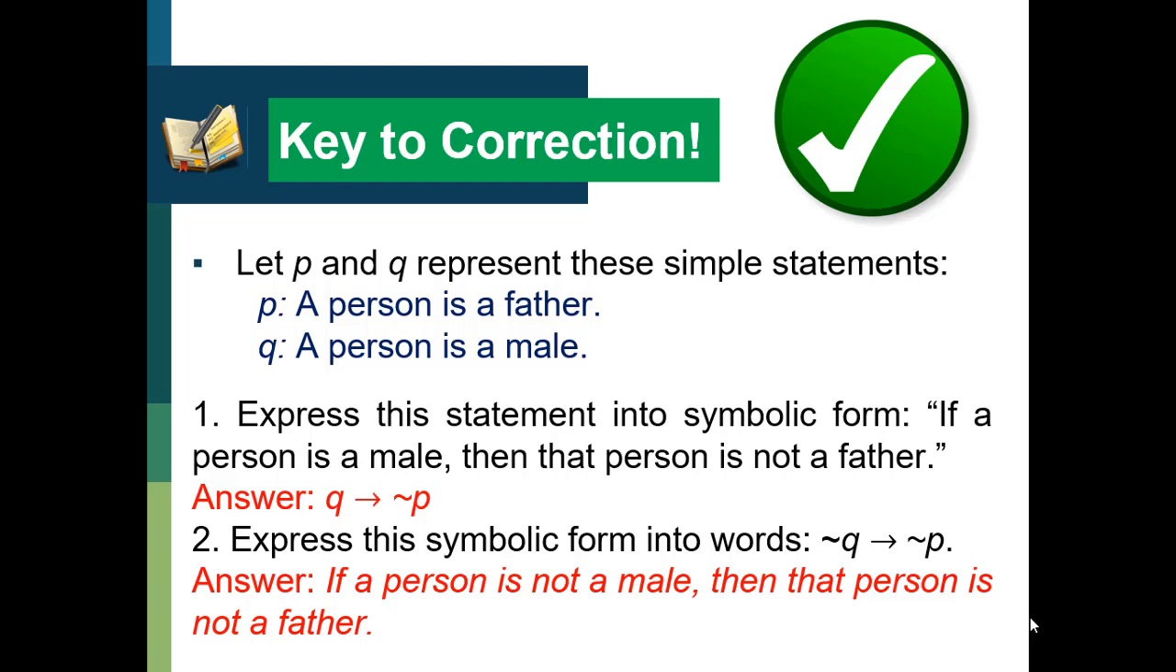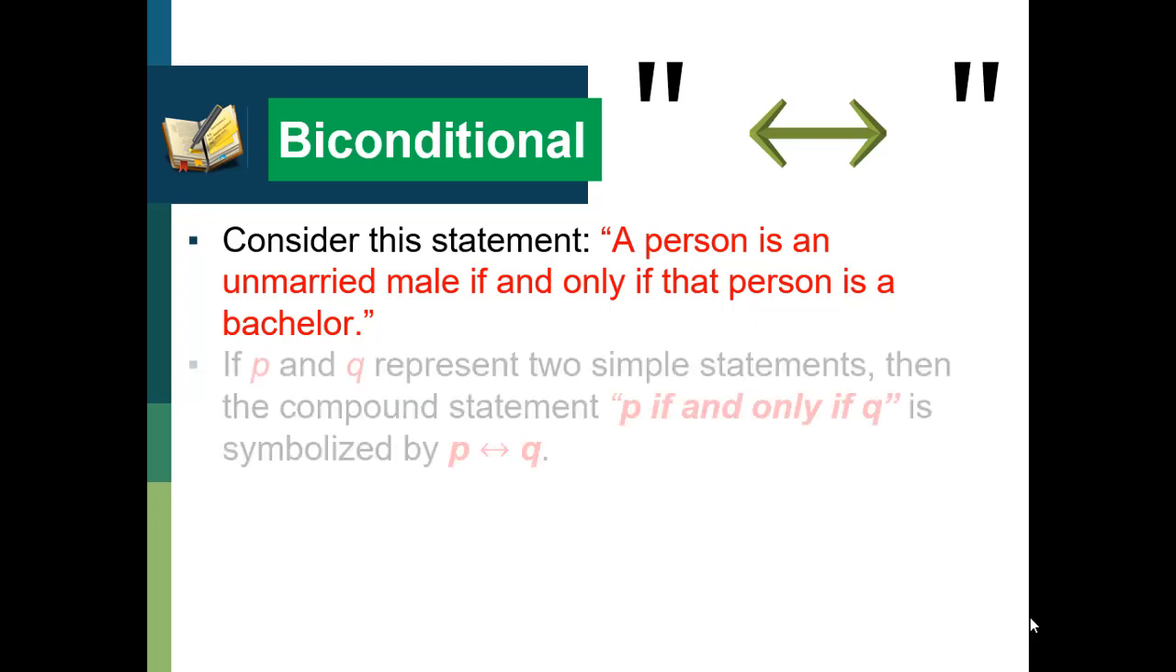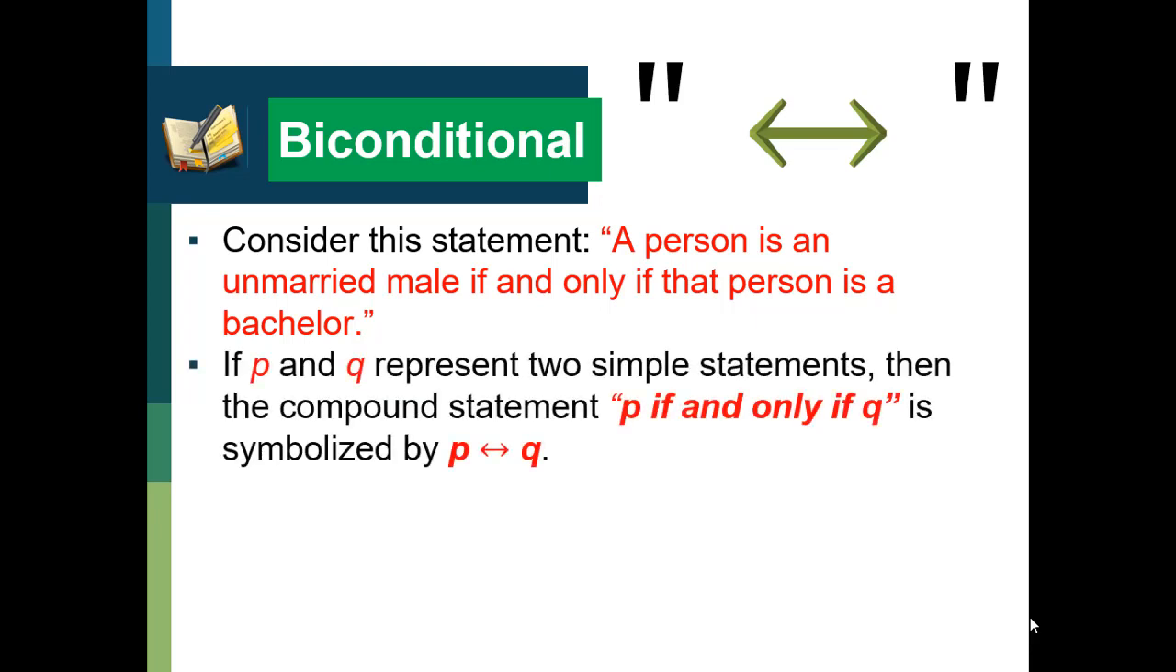Alright, we'll be moving on to biconditional. If we have a conditional, then we also have a biconditional. The symbol is an arrow with heads in both ends. Now, consider the statement. A person is an unmarried male if and only if that person is a bachelor, which is true. If P and Q represent two simple statements, then the compound statement P if and only if Q is symbolized by P, an arrow with heads in both ends, and Q.